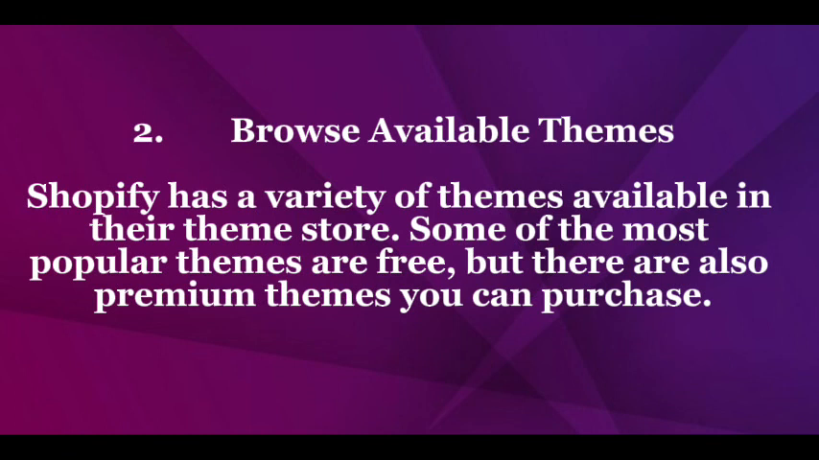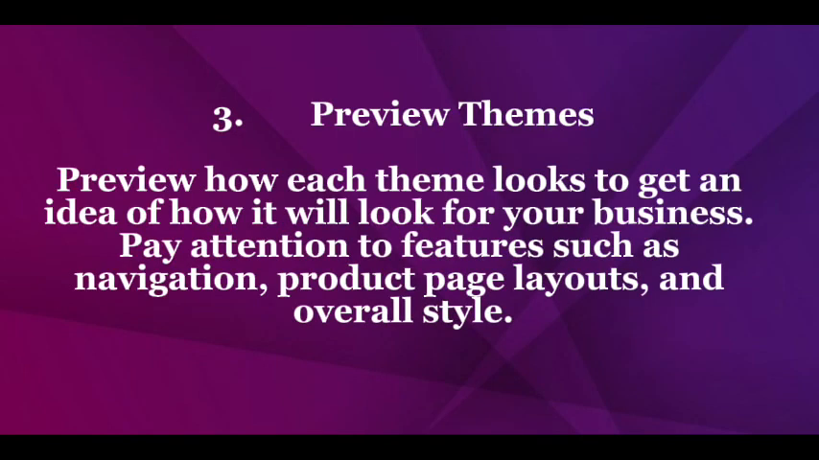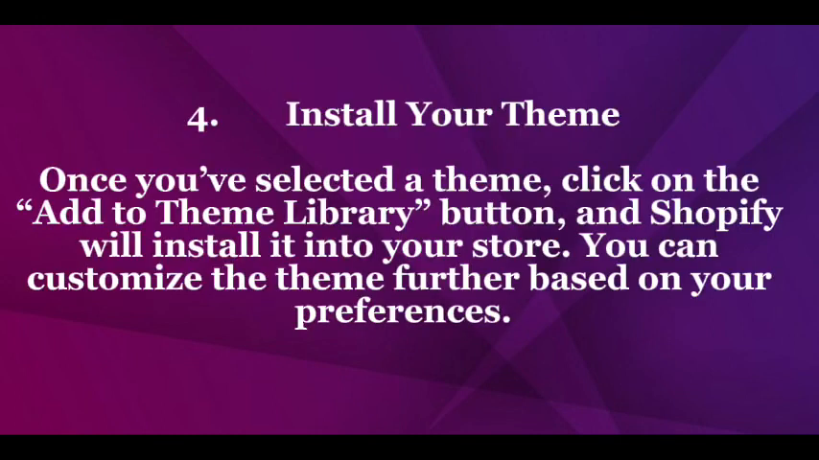2. Browse available themes. Shopify has a variety of themes available in their theme store. Some of the most popular themes are free, but there are also premium themes you can purchase. 3. Preview themes. Preview how each theme looks to get an idea of how it will look for your business. Pay attention to features such as navigation, product page layouts, and overall style. 4. Install your theme. Once you've selected a theme, click on the Add to Theme Library button, and Shopify will install it into your store. You can customize the theme further based on your preferences.